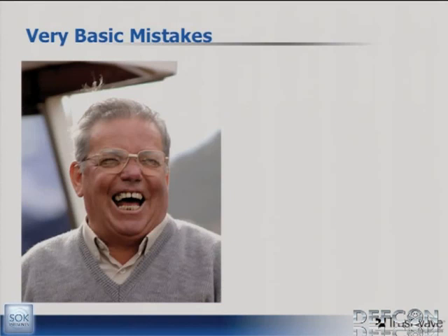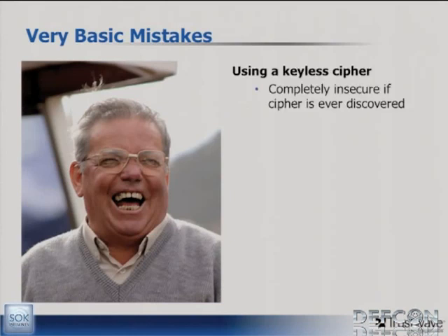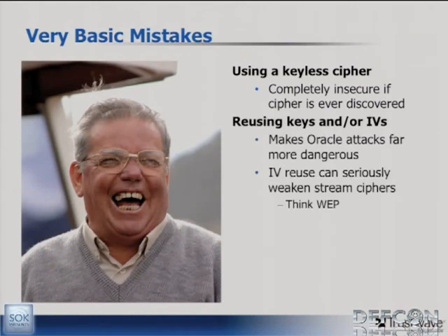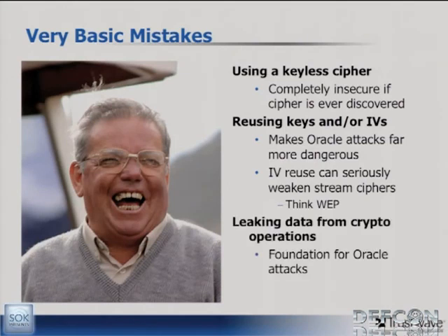So let's talk about some basic mistakes. One, using a keyless cipher. If you're using a keyless cipher, it is not secure unless it's totally private, unless nobody else knows how the algorithm works. And even then, it's probably not very secure. Also, reusing keys and initialization vectors, that's a bad idea, and we'll see that shortly. It makes Oracle attacks far more dangerous, and it can also seriously weaken the integrity of stream ciphers. WEP is an example of this. And leaking data from crypto operations, that sort of builds the foundation for Oracle attacks.